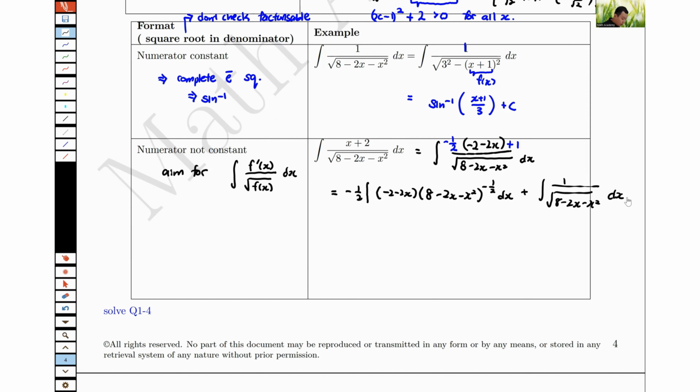Okay, why are we doing it this way? F prime times f(x) to the power n. So when you integrate, this is the one where you go for power plus 1, divided by the new power. And the second formula is again the same as the previous question. I use the same numbers. So the second one on the right, we will just get that sine inverse term.